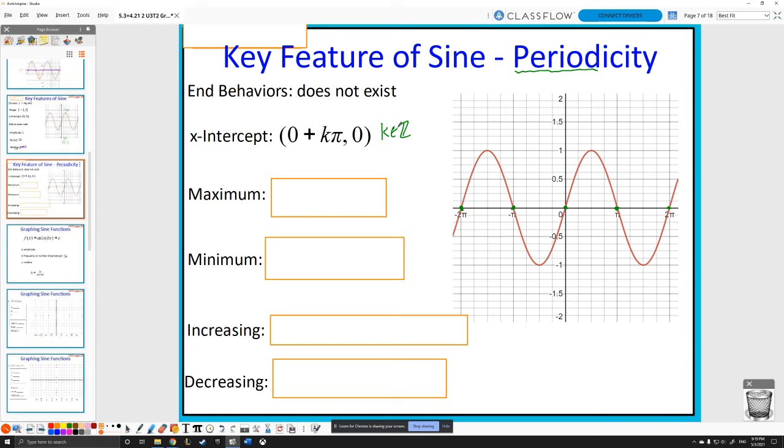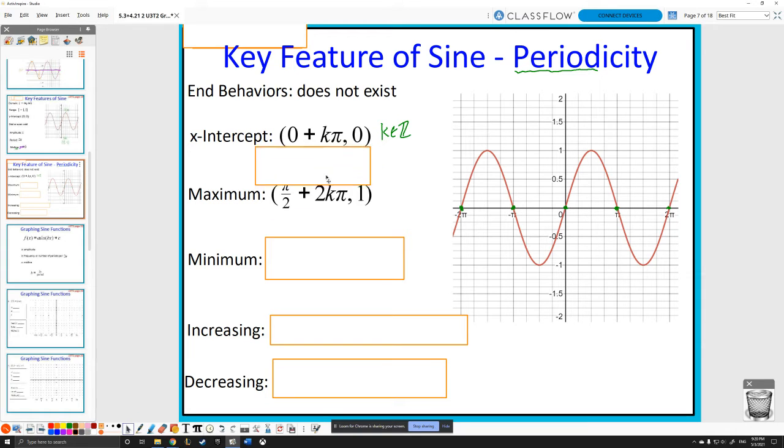Because if you think about what I'm trying to say here, let's say k is 0. Then 0 pi is 0. 0 plus 0 means I have the point 0, 0, and that guy's right here. If k is equal to 1, then 0 plus 1 pi is pi. Pi, 0 is right here. If k were 2, 2 pi plus 0 is 2 pi. 2 pi, 0 is right here, right? So this is actually going to create for me every single x-intercept. If k is positive, it's going to get all the ones that are positive. If k is negative, it'll get all the negative ones.